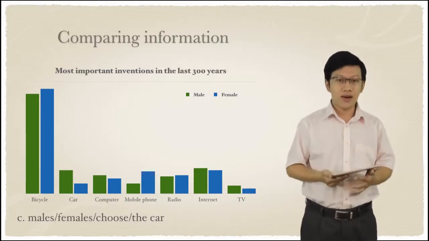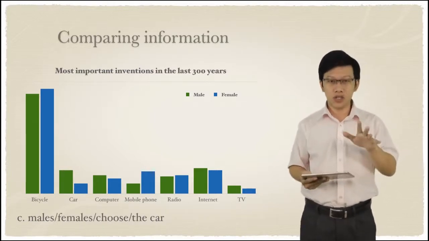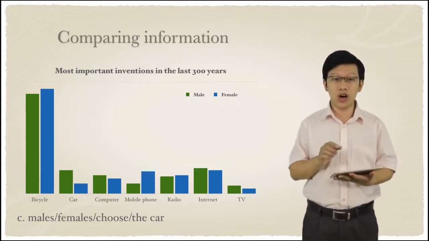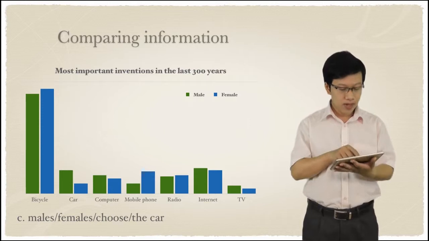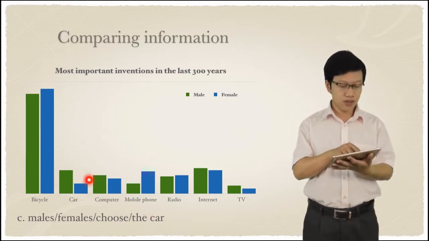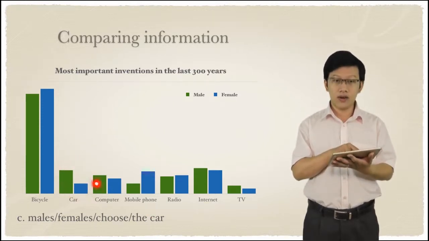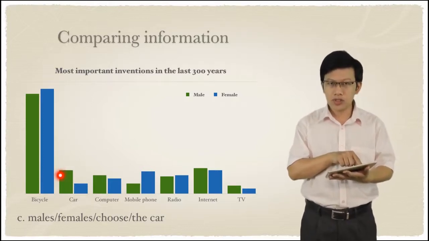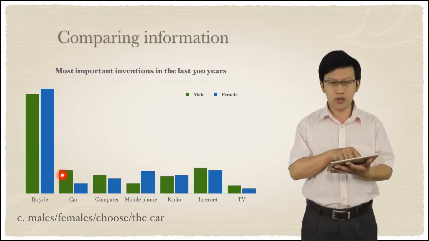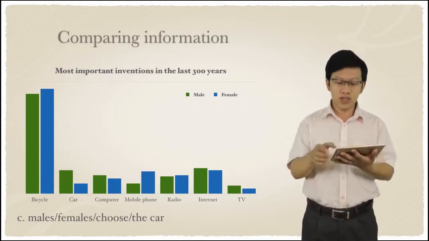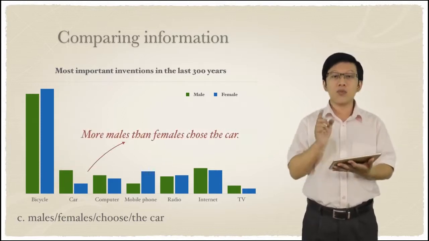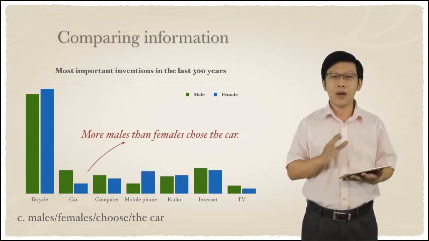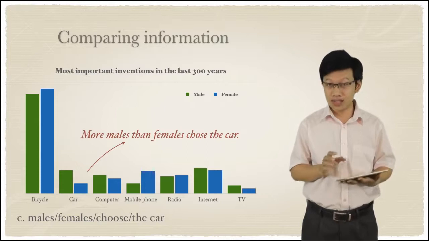Next one. Now, I have some keywords. I want you to write a complete sentence. Males, females, chose the car, right? So I have the car here, and we're going to take a look at the car. So what are you going to write? Males and females? More males or fewer males than females? What is your answer? This is it. We can say more males than females chose the car, right? More males than females chose the car. This can be one answer.